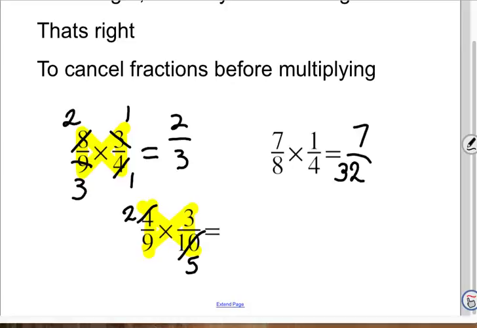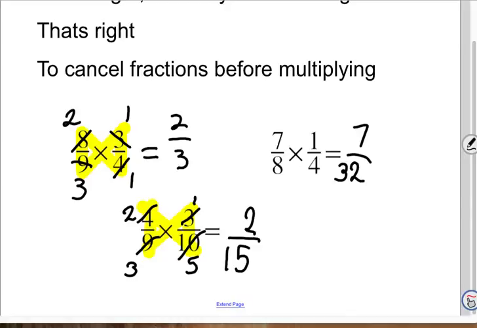What about 9 and 3? Josie, what am I going to put there? The 3 would be 1 and then the 9. 3 divided by 3 is 1. 9 divided by 3 is 3. Now, multiply straight across, and what do I get, Cashton? 2/15.